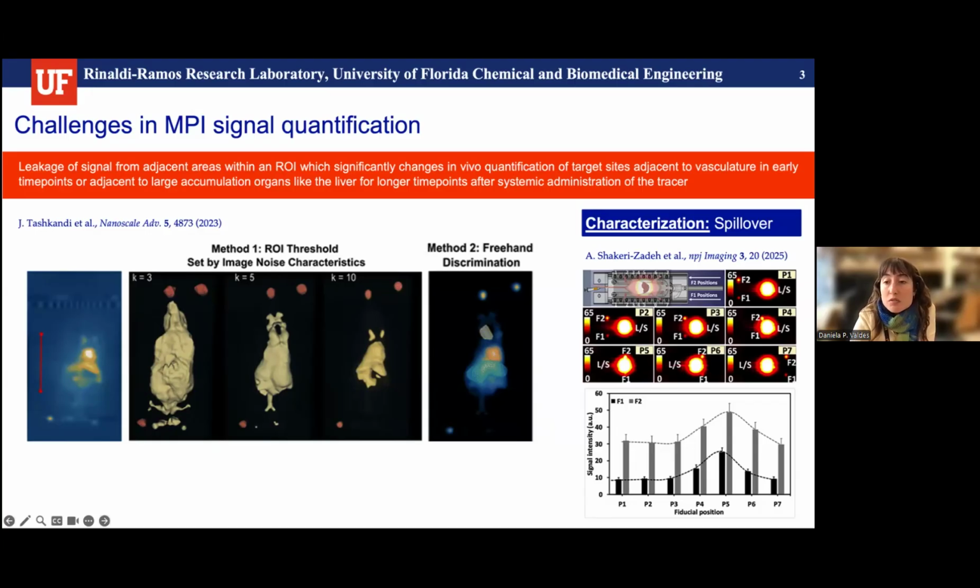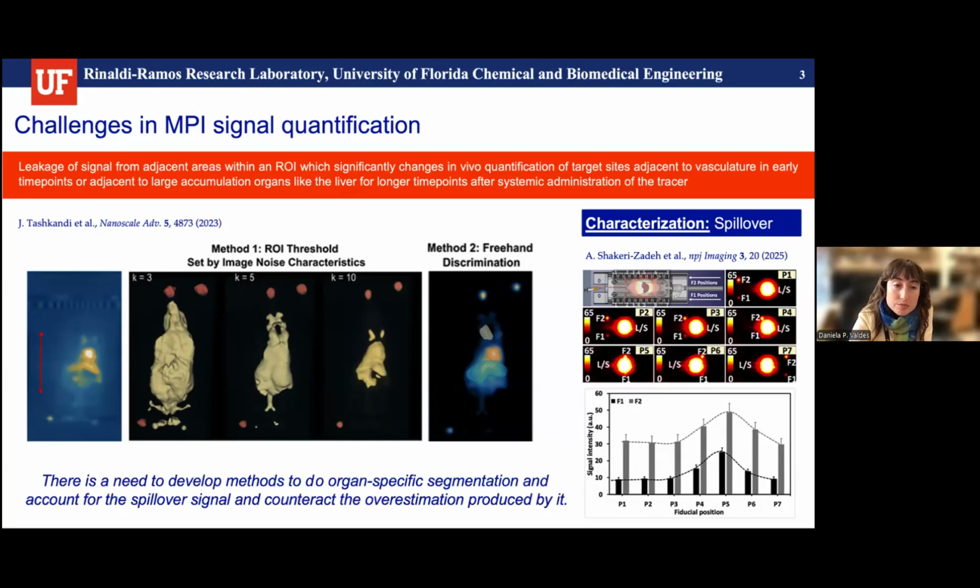And this is a problem for all nanomedicine applications because, as we know, the iron oxide particles tend to accumulate in liver and spleen. So there is a need to develop methods to do organ-specific segmentations in a non-arbitrary way, and then account for the spillover signal, counteract this overestimation in some way.